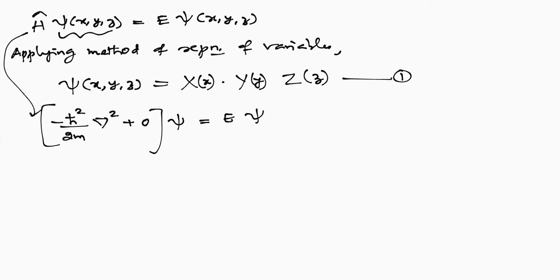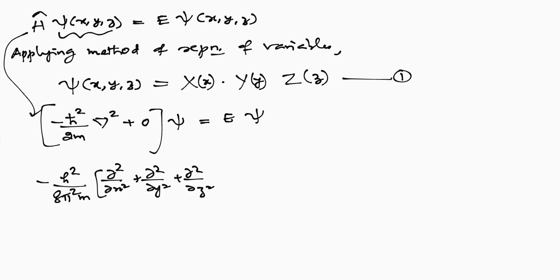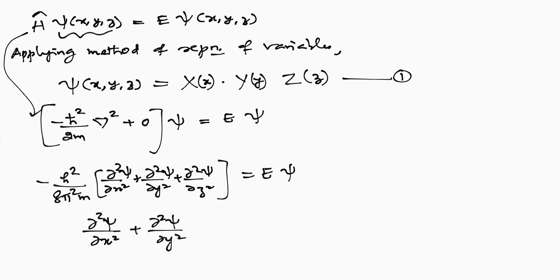equal to E into psi, right? Or we can also write this as minus h square by 8 pi square m into dou square by dou x square plus dou square by dou y square plus dou square by dou z square. And psi is there, so if you multiply with psi, you'll get dou square psi by dou x square, dou square psi by dou y square plus dou square psi by dou z square. Okay, here in the right hand side we'll get E into psi. Or we can also separate this as dou square psi by dou x square plus dou square psi by dou y square plus dou square psi by dou z square equal to minus 8 pi square m E over h square into psi.